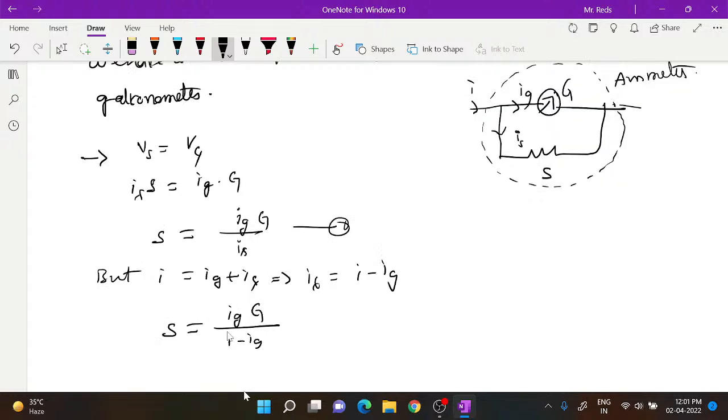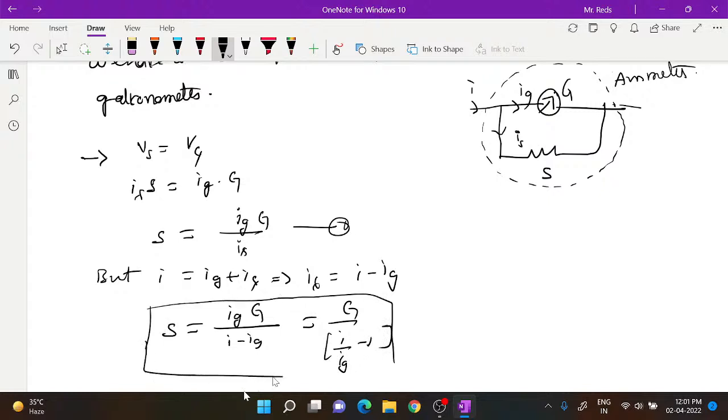Here, if you take the Ig common, then this Ig can be cancelled. So in that form, you can write S is equal to G by I by Ig minus 1. You can write this ratio. Usually this relation we use to calculate resistance. Here we will take the ratio of I by Ig as n.